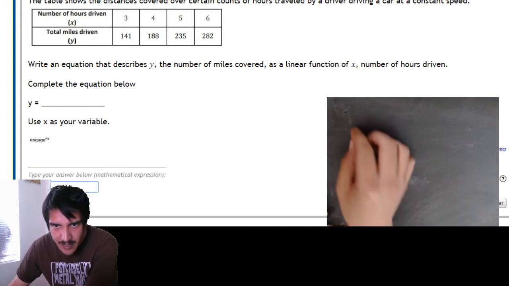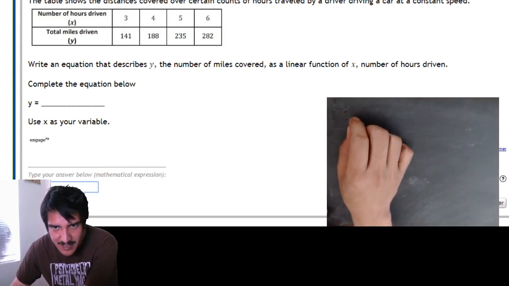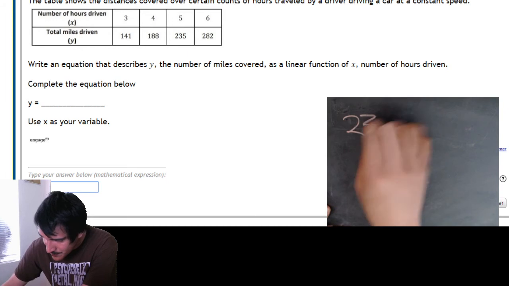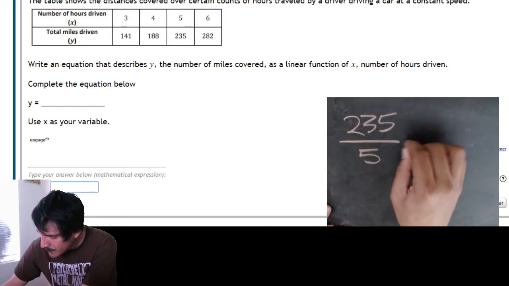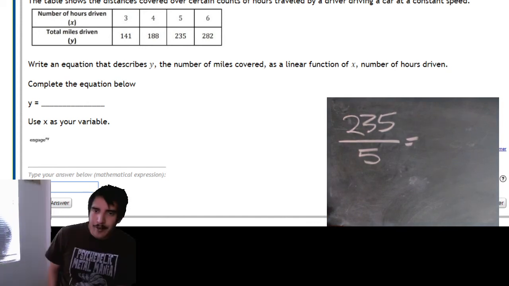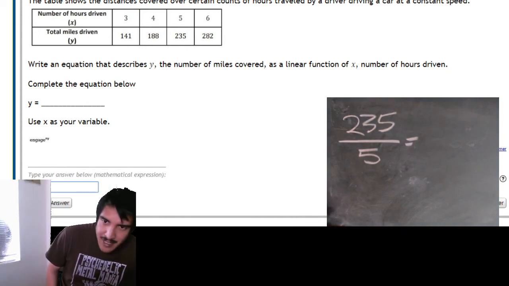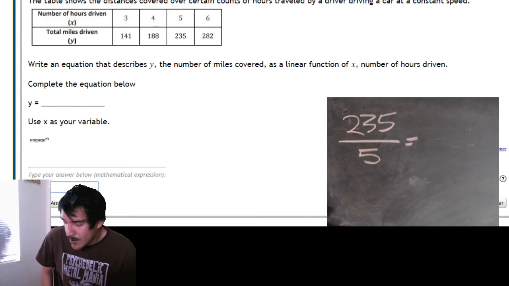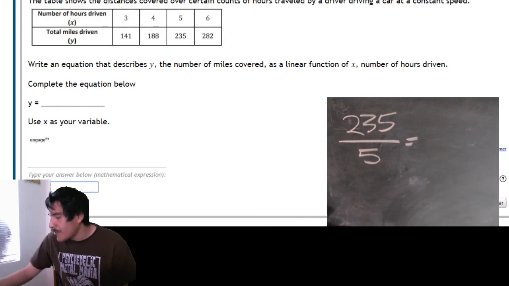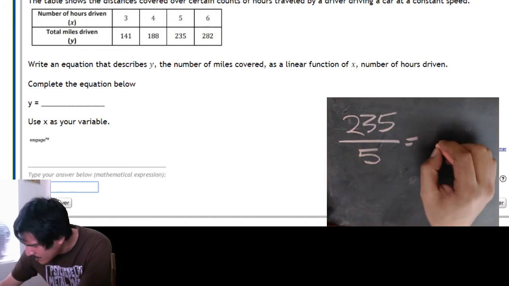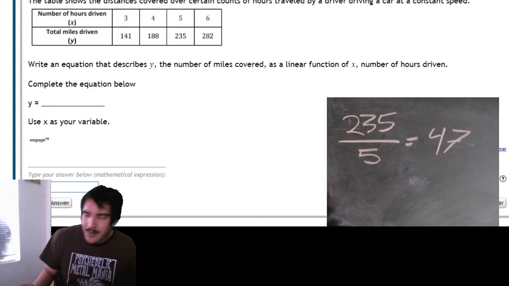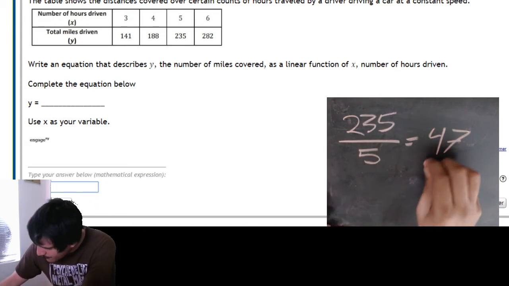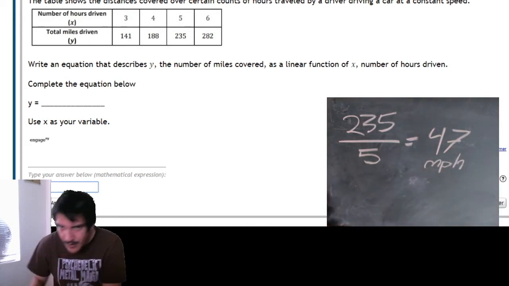So I'm going to take the one that looks easiest. I'm going to say 235 miles divided by 5 hours. And this one's easy because I know that 5 fits into 120 times. So it fits into 240 times. And then 7 more times to fit into 35. So I believe if you divide that, correct me if I'm wrong, 47. So you get that the rate is 47 miles per hour of this car.